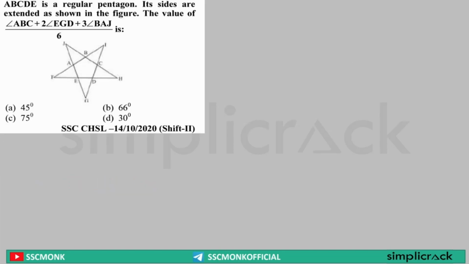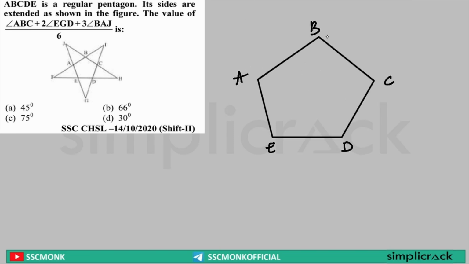Next. ABCDE is a regular pentagon. Its sides are extended as shown in the figure. Fine. The value of angle ABC plus 2 EGD plus 3 BAJ is equal to what? Now see, I will draw the pentagon first. Okay, so this is the pentagon. Now see, if this is a pentagon, what I told you, we found out that its internal angle is equal to 108 degree.